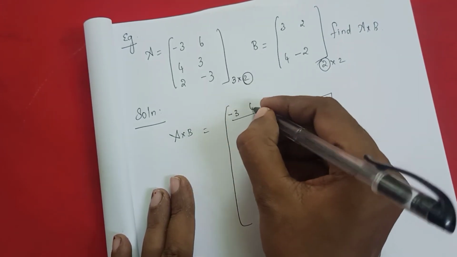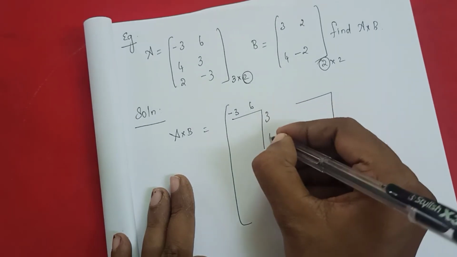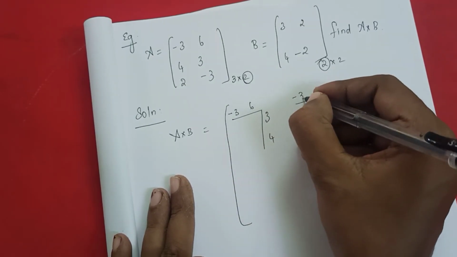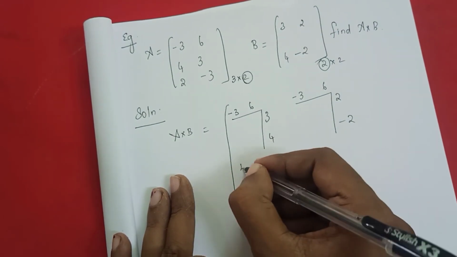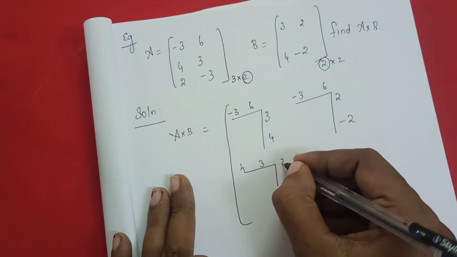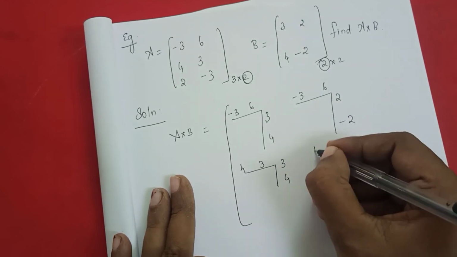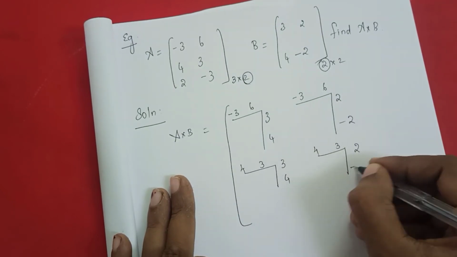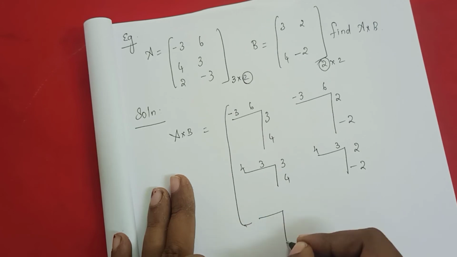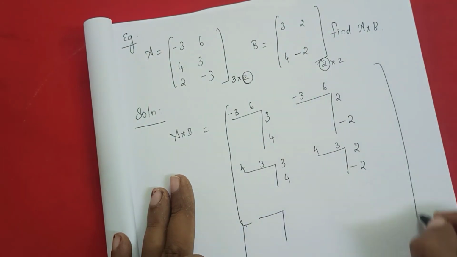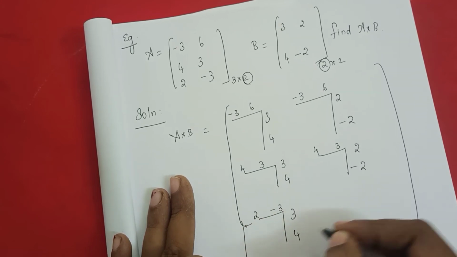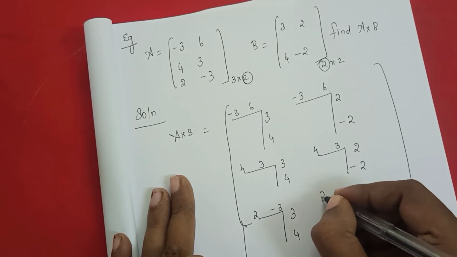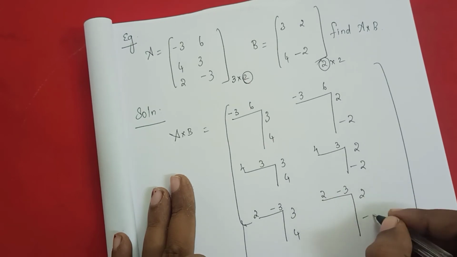So first row, first element. Then here 3, 4. Then minus 3, 6, 2, minus 2. Then next row 4, 3. Here 3, 4. Then 4, 3, 2, minus 2. Then same as that last one. 2, minus 3, 3, 4. Same as that. 2, minus 3, 2, minus 2.